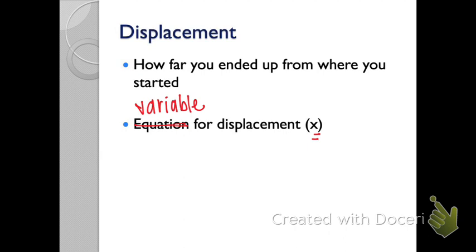Horizontal. So what would I call it if I was talking about vertical displacement? Y. I would call it y. Okay, so we could go X or Y. Okay, so we know that those variables mean different things.